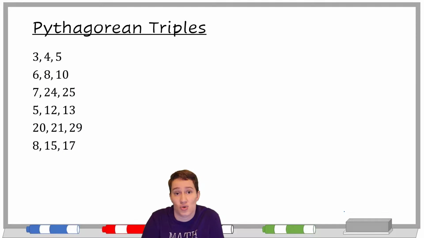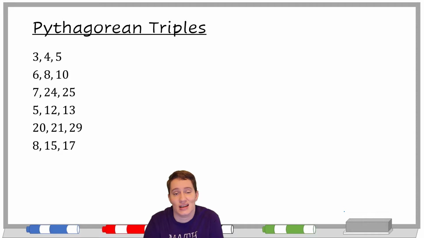Here is a short list of some of our Pythagorean triples. You can Google Pythagorean triples and find a longer list than this, but because we tend to aim towards smaller numbers, just because they're easier to work with, these are some of the ones that we have. So 3, 4, and 5 we saw on the first example. 6, 8, and 10 was in example 3. 7, 24, and 25 was in example 3. 5, 12, and 13 was in example 2.